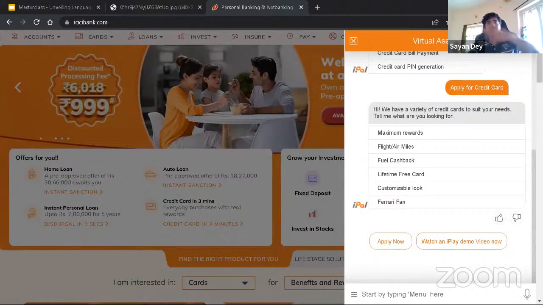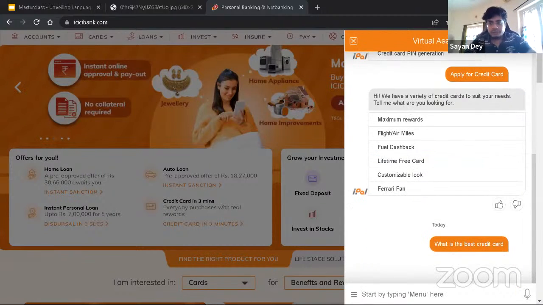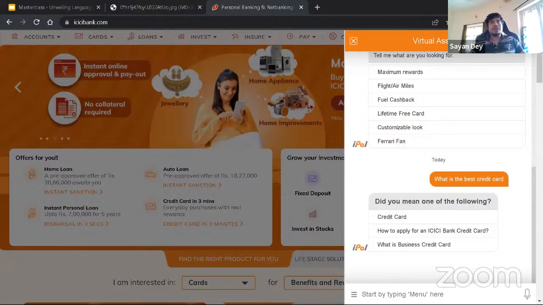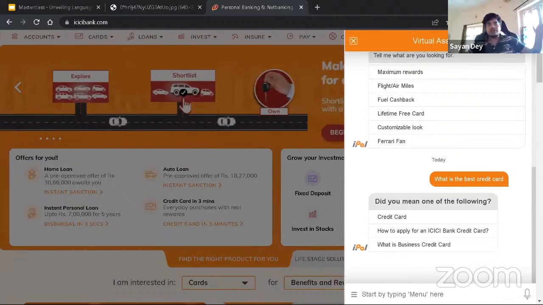But if you ask something different, let's say I ask, ICICI Bank, what is the best credit card? Now, ideally, this is the response I'm supposed to get, right? But it doesn't understand what I'm asking. These are issues that you will encounter in a lot of these so-called mushrooming chatbots and virtual assistants: it doesn't quite behave the way we want it to. What is the reason? Because it is prone to mistakes.